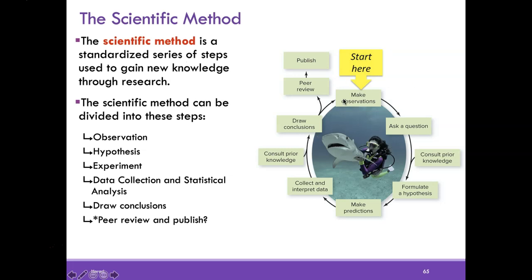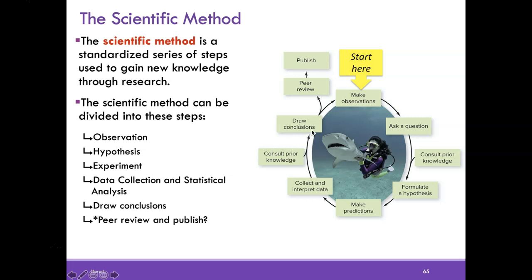It starts with an observation, and you ask a question. Why is this the way it is? After consulting prior knowledge, you then form a hypothesis. To form a hypothesis, you have to make predictions, right? You make predictions because then you have to design an experiment. With an experiment, you can collect data. And once you collect your data, you can use statistical analysis to draw conclusions from that data. Of course, you might have to consult prior knowledge as well.